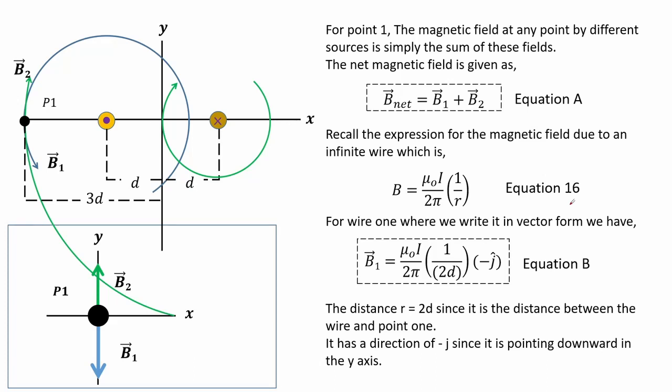The magnetic field at any point by different sources is simply the sum of these fields. The net magnetic field is given as equation 1. In this case we expect that the net magnetic field is going downwards because the first wire is closer and it has more push towards the counterclockwise direction, thus greater magnitude in the downward direction. The distance r equals 2d since it is the distance between the wire and point 1. It has a direction of j since it is pointing downward in the y-axis.